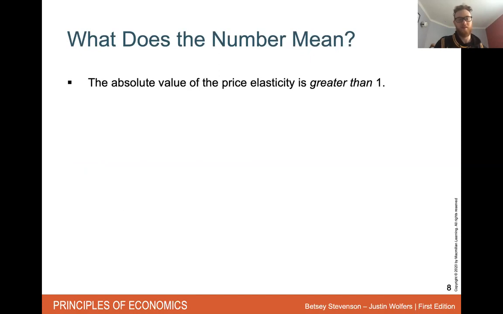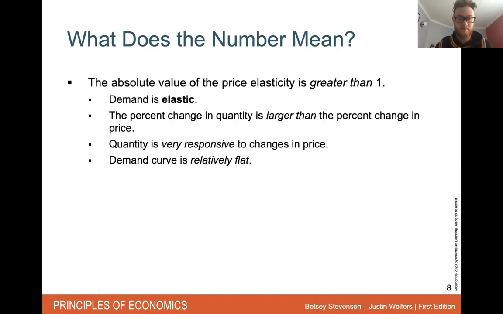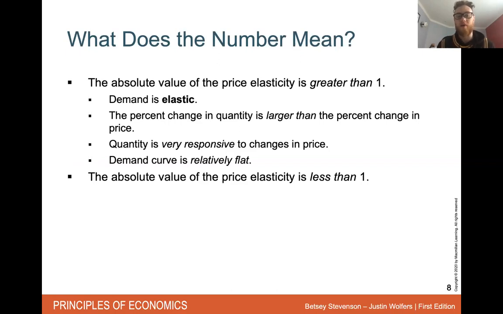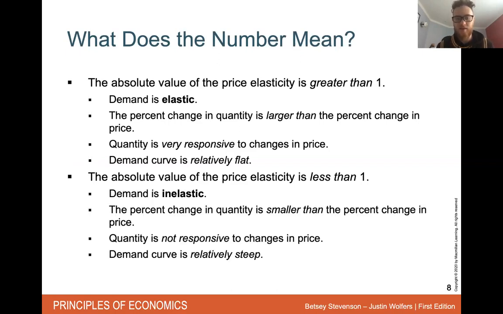What does the number mean? If the absolute value of the price elasticity is greater than 1, then demand is elastic. The percent change in quantity is larger than the percent change in price. Quantity is very responsive to changes in price, and the demand curve is relatively flat. If the absolute value of the price elasticity is less than 1, demand is inelastic. The percent change in quantity is smaller than the percent change in price. Quantity is not responsive to changes in price, and the demand curve is relatively steep.